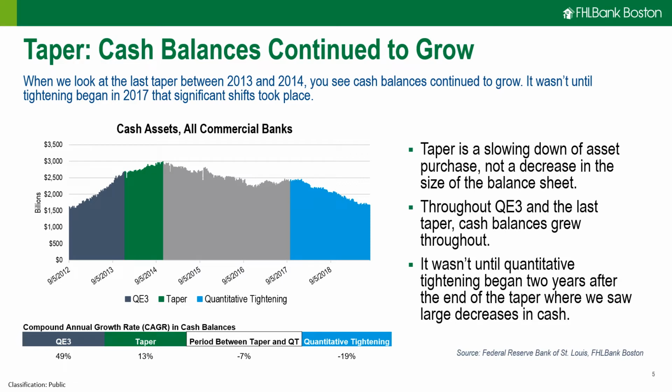But then you start to get to the tightening, and that's where you actually see cash balances decrease. That far blue area is where you see almost 20% annual decline in cash. It's something to keep in mind, because when you look at the last time this happened, the taper ended, and it wasn't until 3 years later that tightening took place, and that's where you saw significant decreases in cash. So we don't know for this time what that lag will be between taper and tightening, but it's not likely that the tightening will happen right after the taper. So keep that in mind when you think about managing your balance sheet and the impacts this could have to both assets and liabilities.